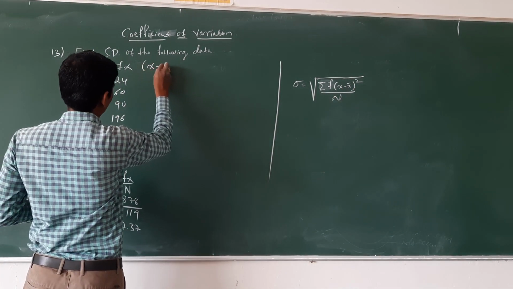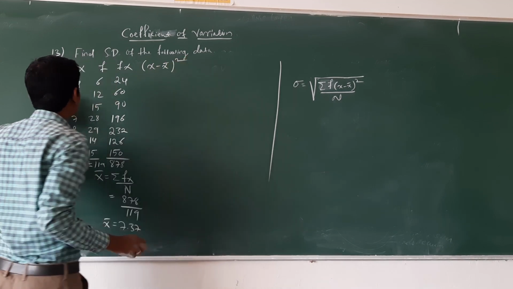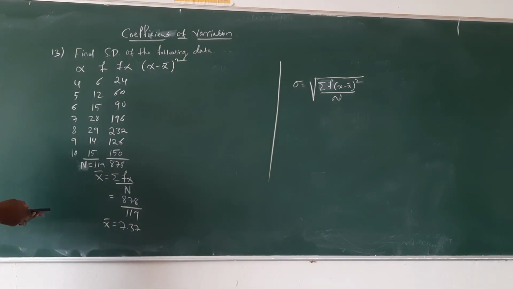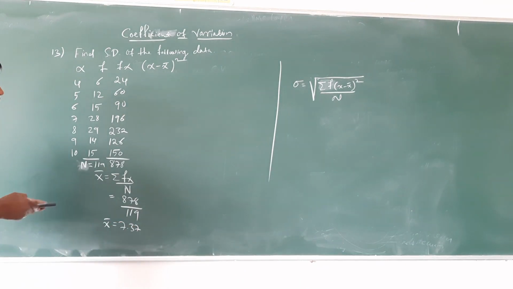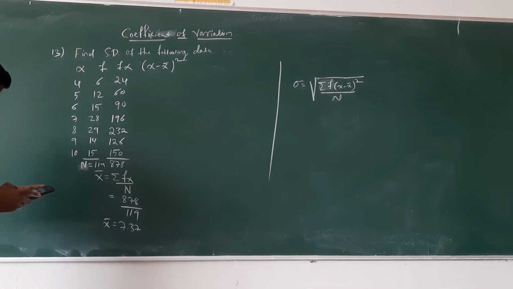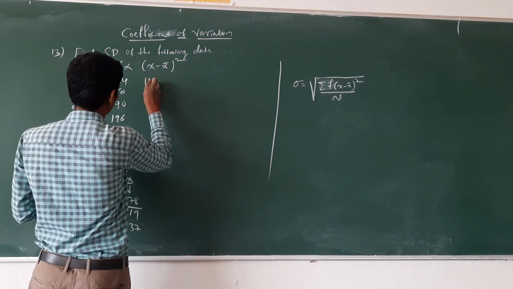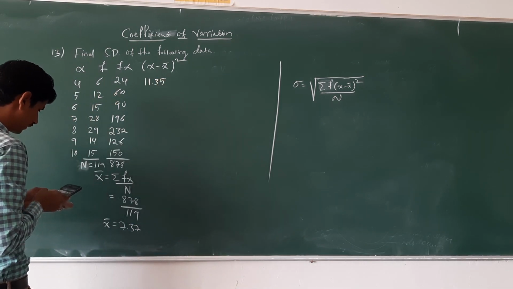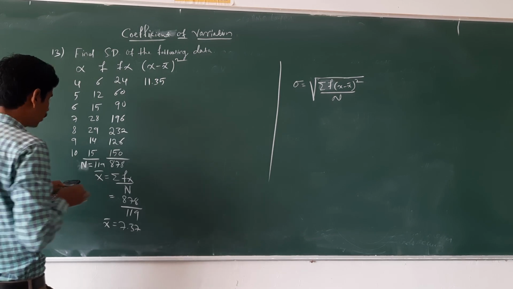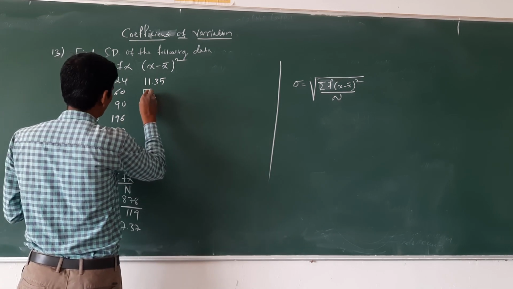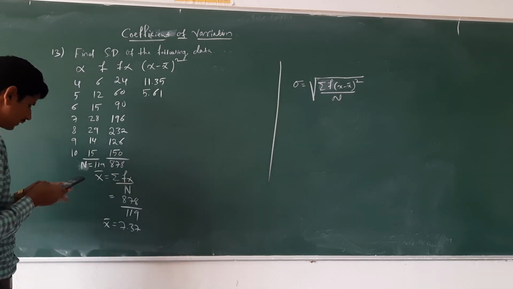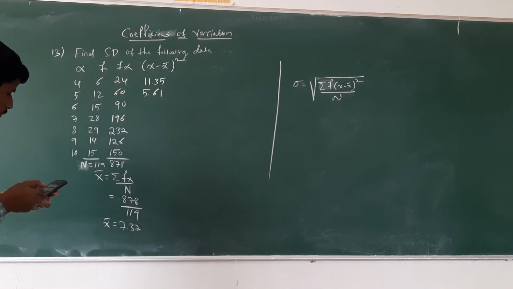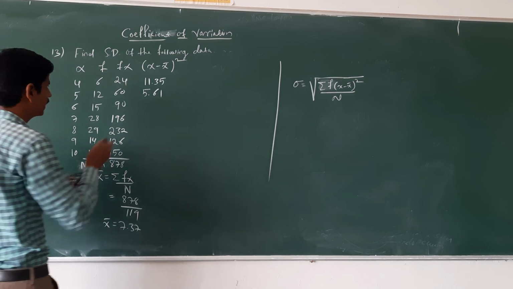X minus x bar whole square. X values are 4, 5, 6, 7, 8, 9, 10. Okay, and x bar value is constant, that is 7.37. Here x value is 4. 4 minus 7.37 is minus 3.37. Its square is 11.35. The next, 5 minus 7.37, its square is 5.61. Next, 6 minus 7.37 is minus 1.37, its square is 1.87.